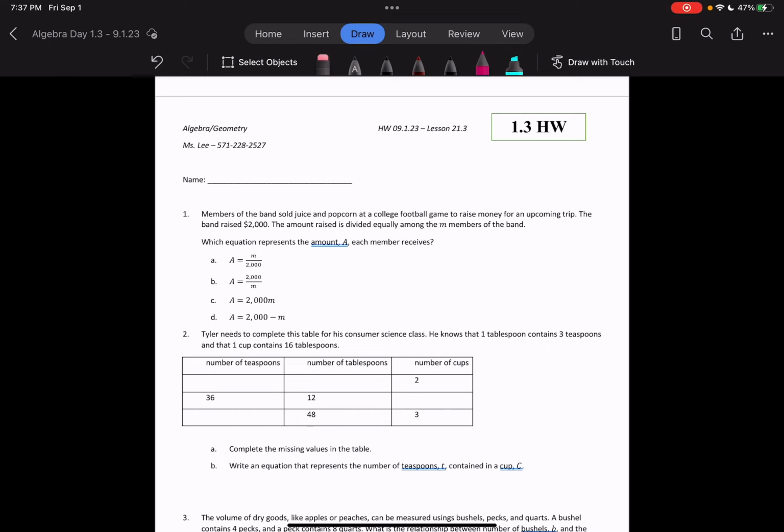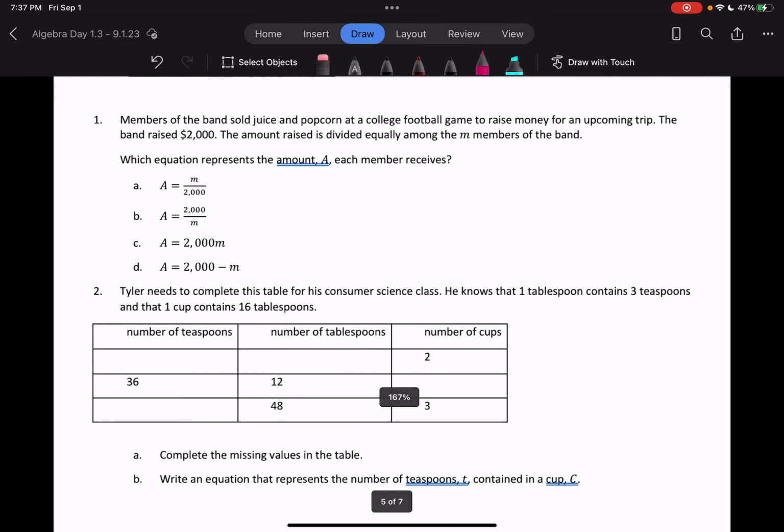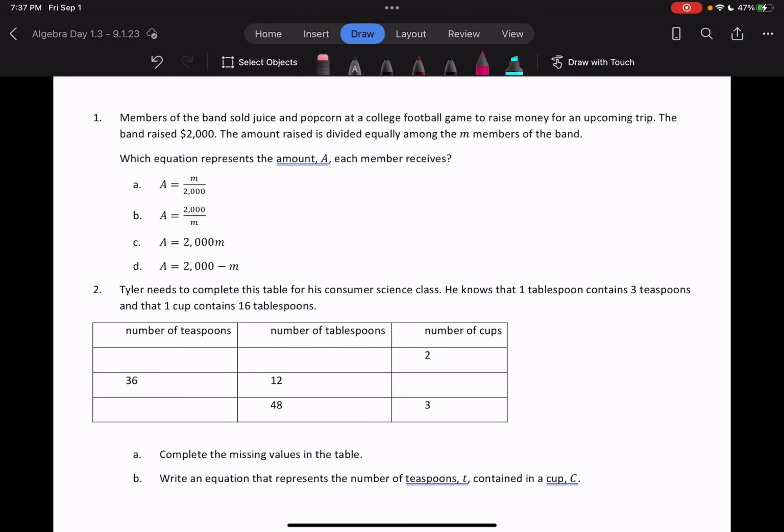Members of the band sold juice and popcorn at a college football game to raise money for an upcoming trip. The band raised $2,000. The amount raised is divided equally among the M members of the band. Which equation represents amount A?